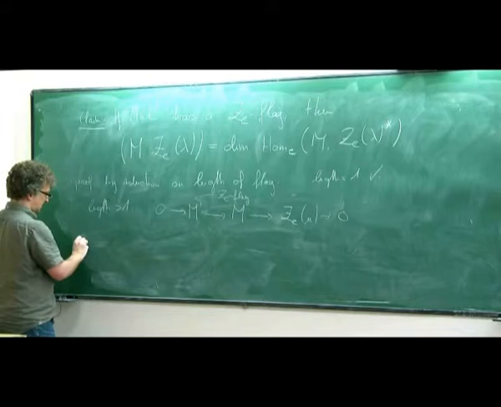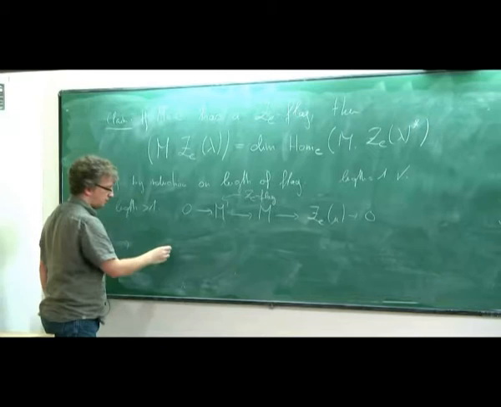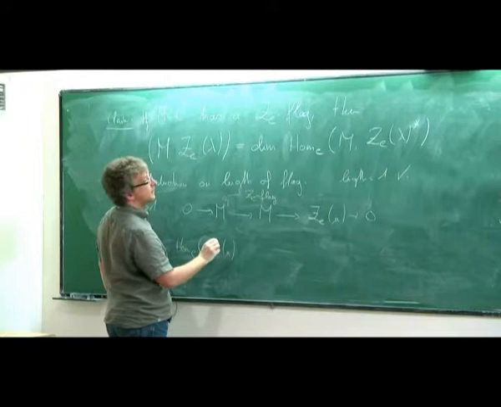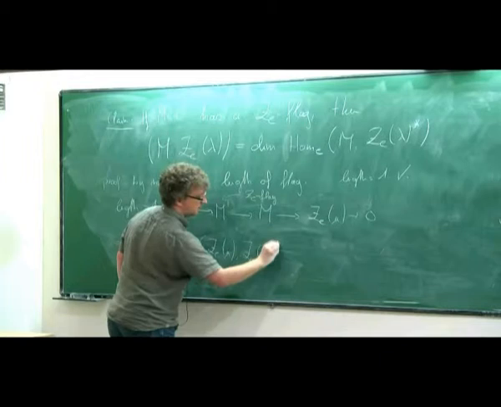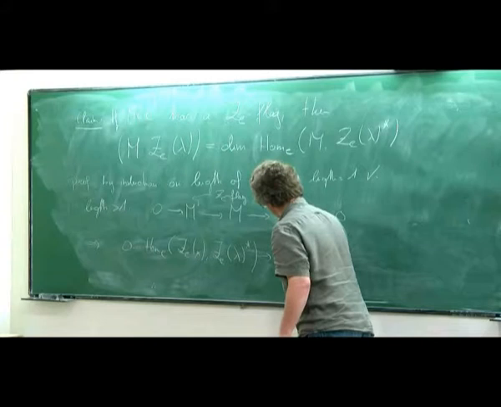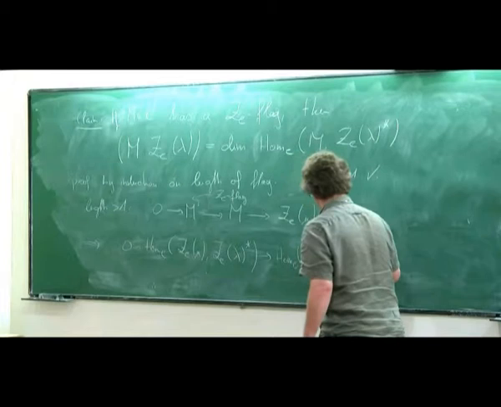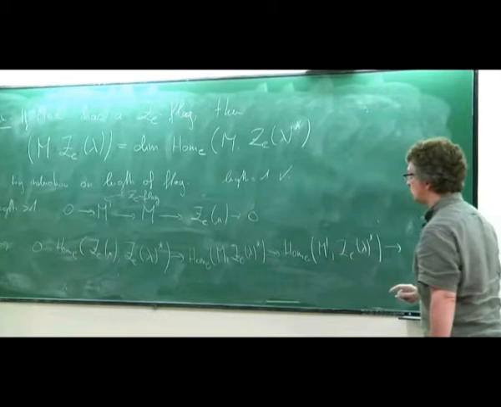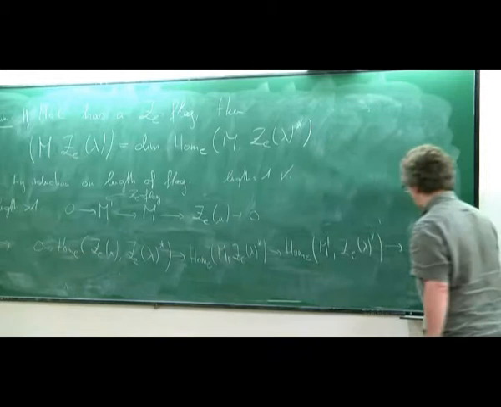So from the vanishing of Ext^1 and this, you get the following sequence. You get Hom of M with the dual of the baby Verma module with highest weight lambda, which goes to Hom_C(M, Z_C lambda dual), which goes to Hom_C(M', Z_C lambda dual). And then this goes on to Ext^1 of Z_C mu with Z_C lambda dual, and this is 0. So you get this short exact sequence.